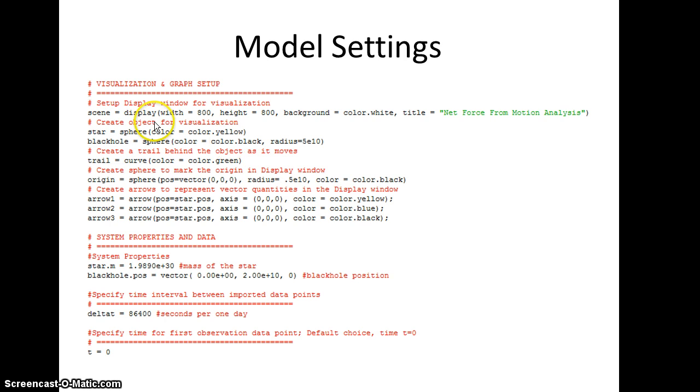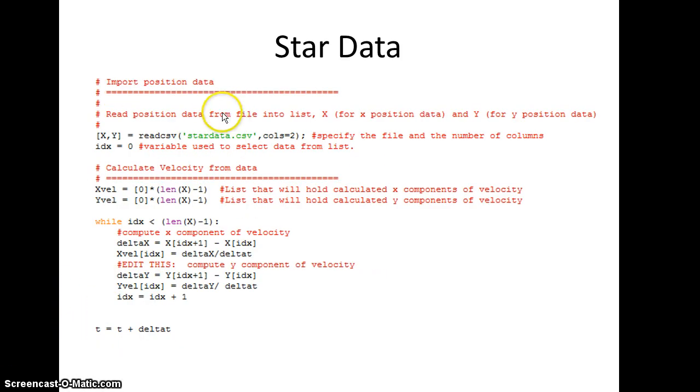For the model settings, we initialized our code with the data we know. We added the star and the black hole, which would be in the model, along with the mass of the star, the position of the black hole, and the time that we know. We also have the position of the star, which is given in the CSV file called star data, and along with that, the first while loop is here to show the velocity of the star during its orbit around the black hole.